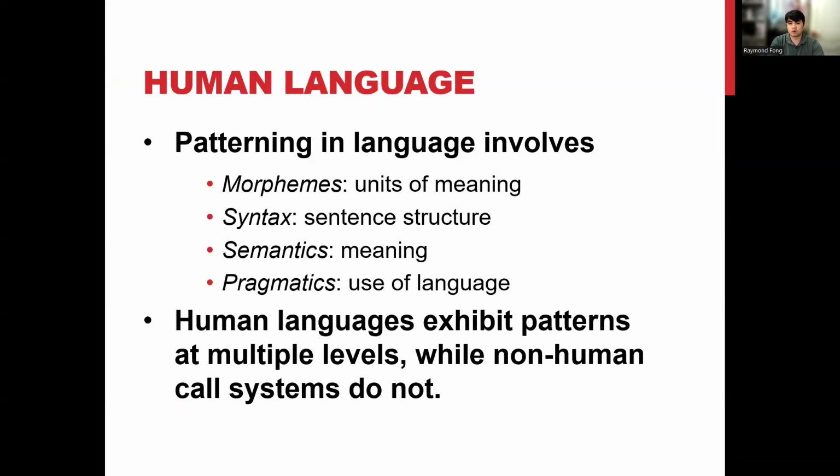Patterning in language involves morphemes, syntax, semantics, and pragmatics. Morphemes are the units of meaning. Syntax is sentence structure. Semantics is meaning, and pragmatics is use of language. Right. So these four combined help us analyze language. Human languages have patterns at multiple levels, while non-human concepts do not. So this is just to say that when we have human language, we can speak very differently to different people. I'd hope that the way you speak to me is very different than the way you'd speak to your friends, which is very different than the way you speak to your parents, and so on and so forth.